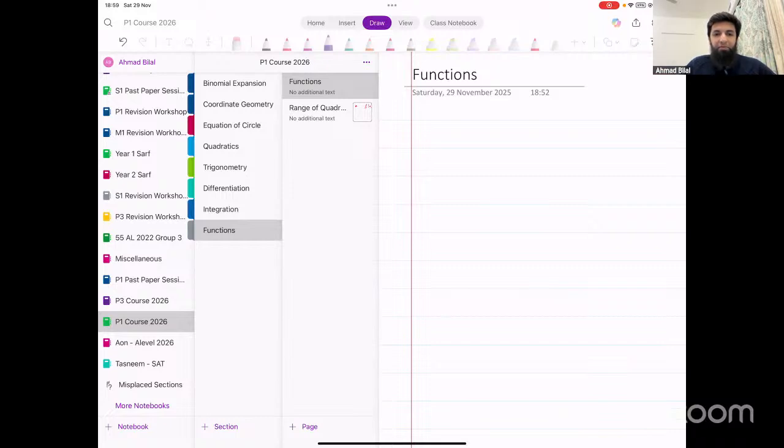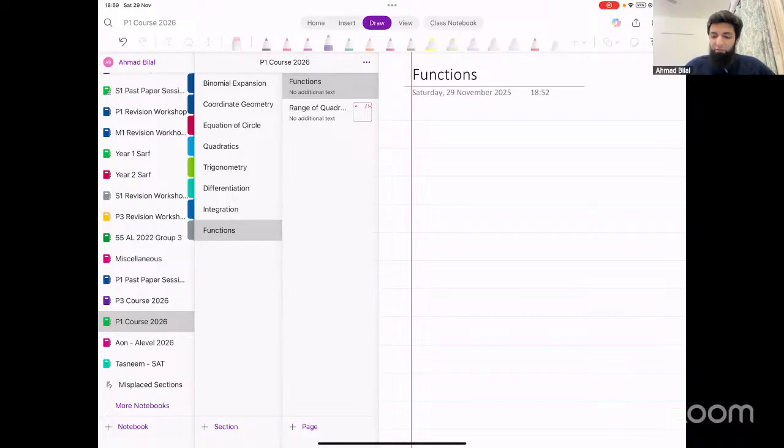Functions is the last major topic as far as the difficult topics are concerned, because the other two topics, circular measure and APGP, are relatively straightforward. So this is the last topic that's actually difficult, and it's probably the most difficult one of paper one. It's going to take us some time to complete this, maybe around 2.5 to 3 weeks, because there's quite some content that we need to cover. So we'll have functions in this and also function transformations.